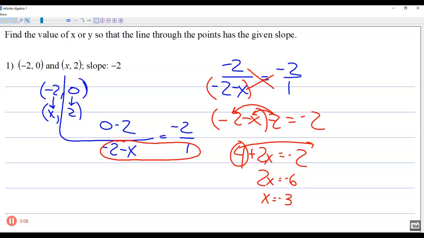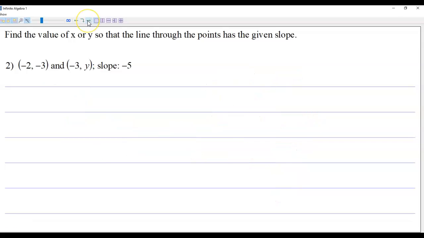Let's do another one. We'll try that one, and then I'll go through it. I want to give you a chance first. That won't happen on this one.